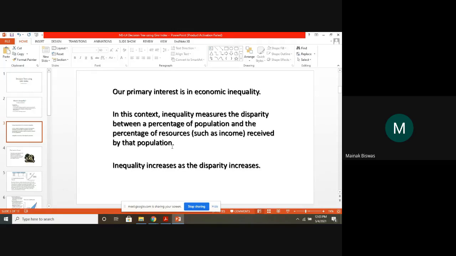So our nation generates certain resources, right? And how is that resource divided among the people? A percentage of the people defines the inequality or the disparity. So inequality increases as the disparity increases. If some people have more, then the disparity increases.